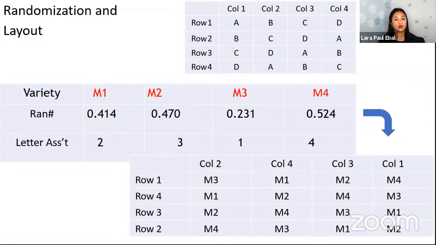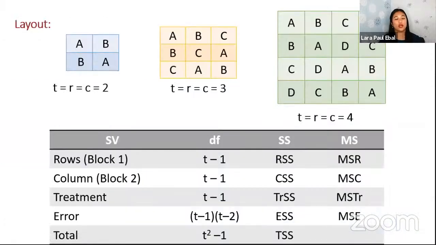So this is now the way we randomize or randomly assign the treatments to the experimental units. As you can see, M3 can only be seen once in this column and in this row. Okay, so we're done with the randomization.